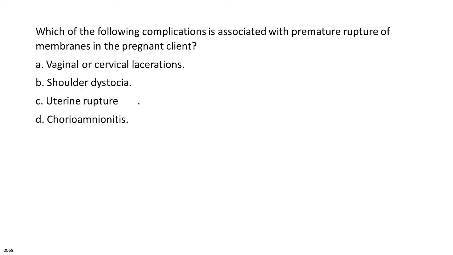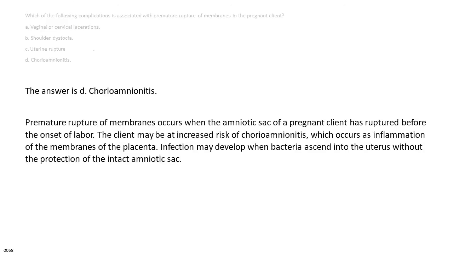Which of the following complications is associated with premature rupture of membranes in the pregnant client? A. Vaginal or cervical lacerations. B. Shoulder dystocia. C. Uterine rupture. D. Chorioamnionitis. The answer is D. Chorioamnionitis.